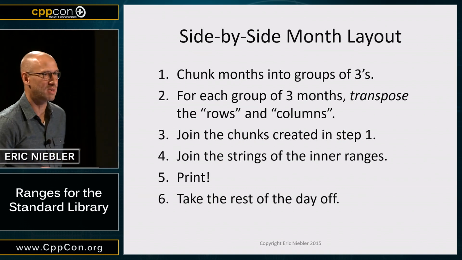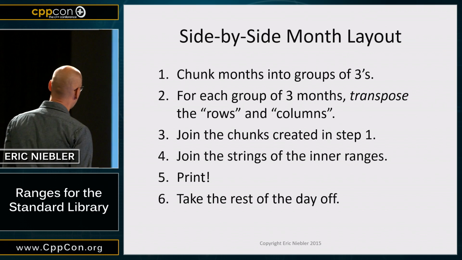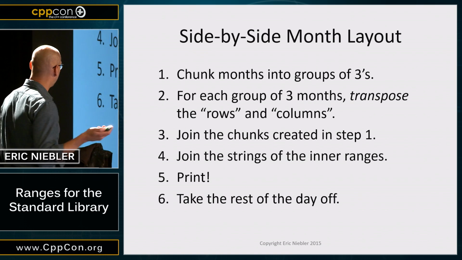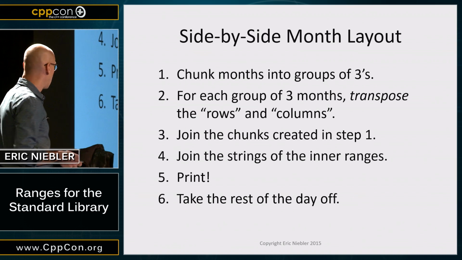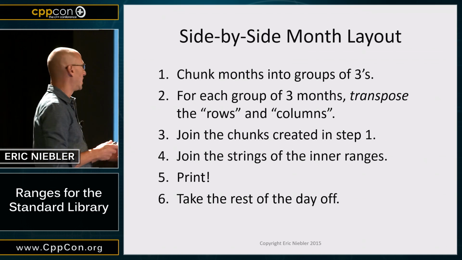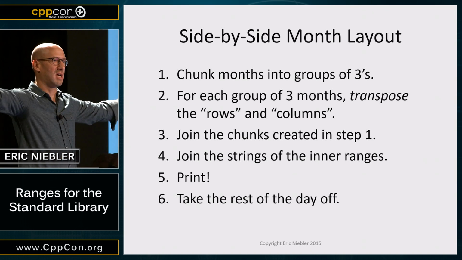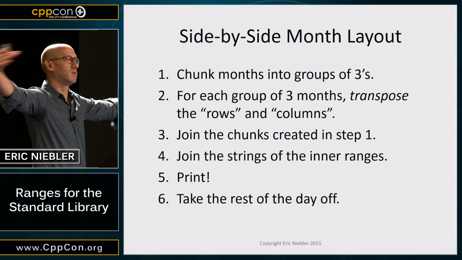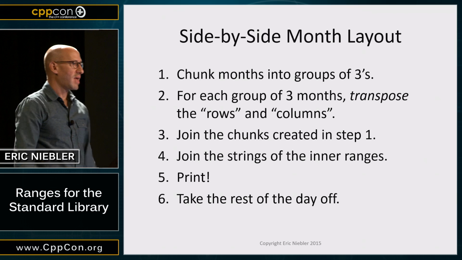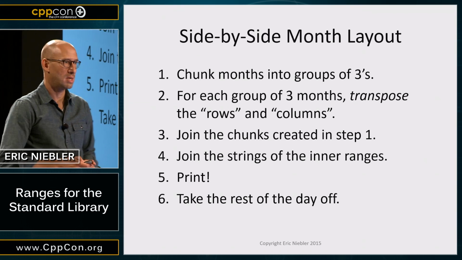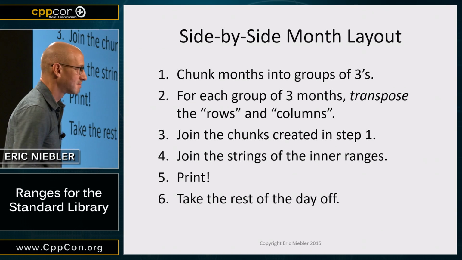So this is just to repeat what was said earlier. We chunk the months into groups of threes. For each group of three, we transpose the rows and columns. We join the chunks. Then we can reach in and join the strings of the inner ranges. That is, these 3 months side by side, we'll have 3 strings. We can glue those all together into one big string. And then write all that out to the console, and then take the rest of the day off.